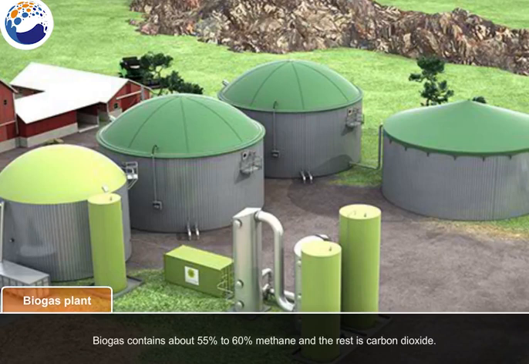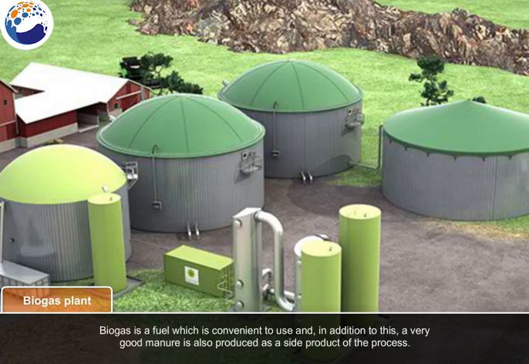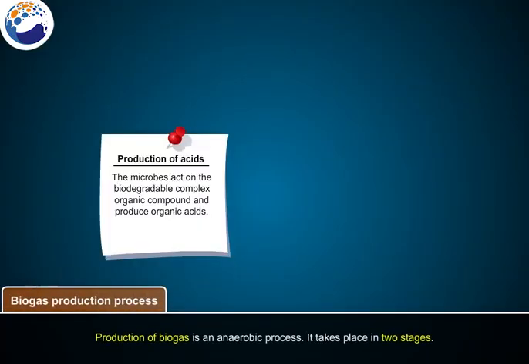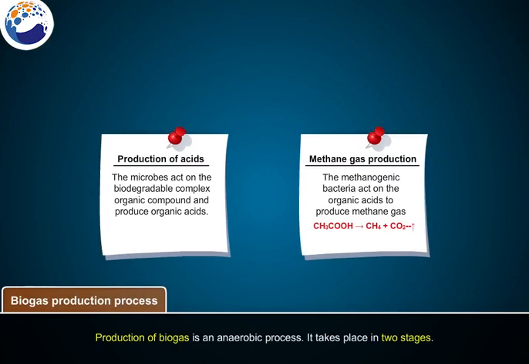Biogas contains about 55% to 60% methane, and the rest is carbon dioxide. Biogas is a fuel which is convenient to use, and in addition to this, a very good manure is also produced as a side product of the process. Biogas production process. Production of biogas is an anaerobic process. It takes place in 2 stages.